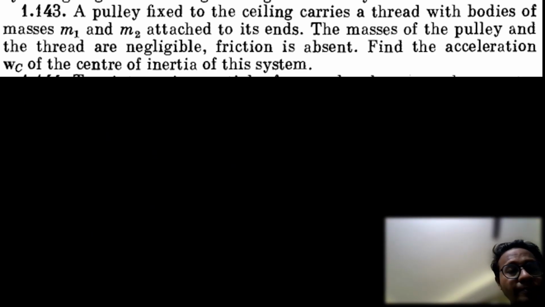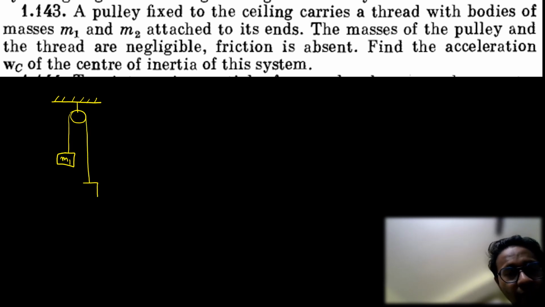In this question there is a pulley out here, and this pulley is attached to masses m1 and m2. The question is saying they'll accelerate, so mass m1 will go up and mass m2 will go down, or if mass 1 is heavier, this will go down and this will go up, but it depends upon the values.